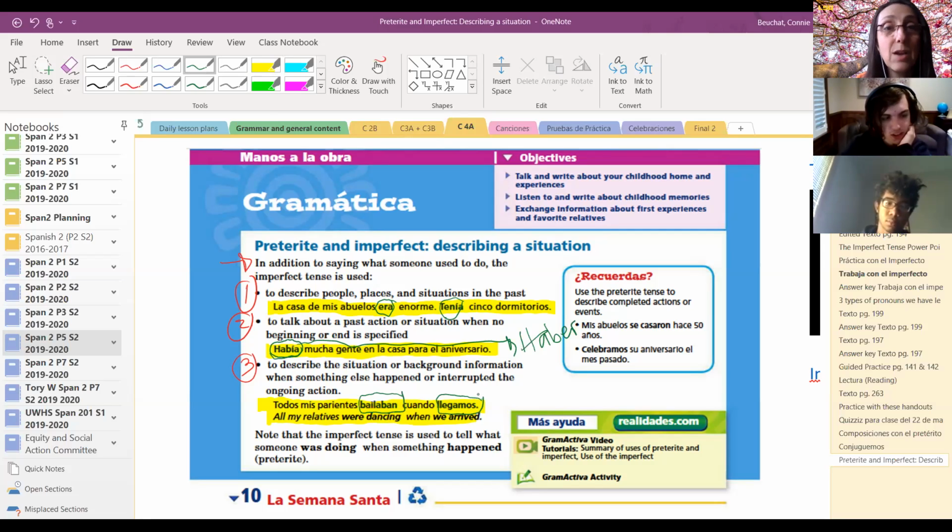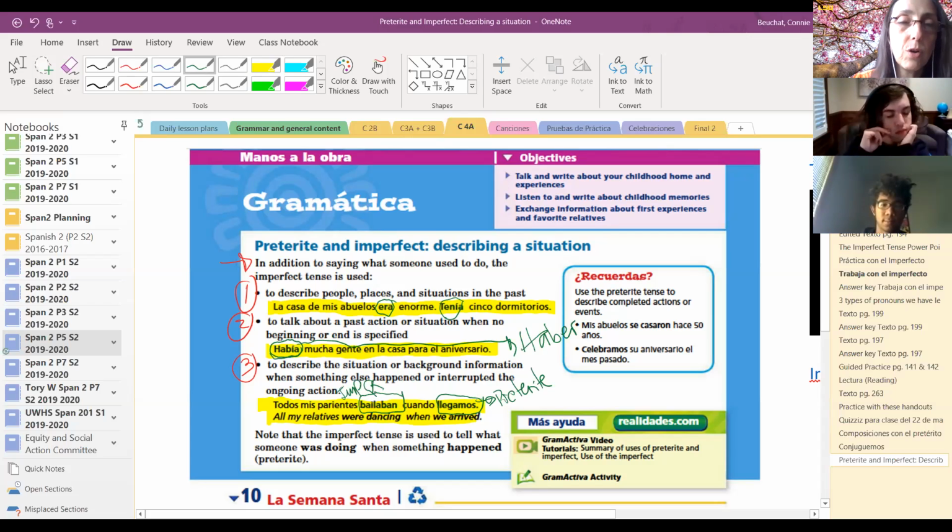They were dancing. How do we know? Because of the aban ending, right? If it was they are dancing, it would be the ending for the present tense. But this is aba for the imperfect. So bailaban is they were dancing in the imperfect. How about llegamos? What tense is that one in? Preterite. That is the preterite. So we have preterite and we have imperfect.